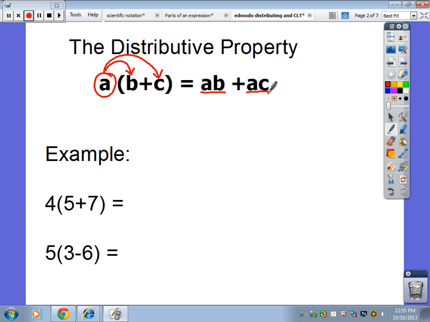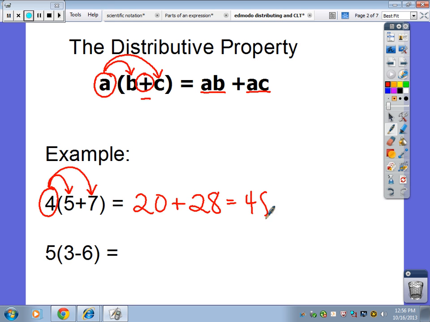All right, so let's take a look at some examples. It doesn't necessarily have to be plus. It could be minus as well. In this case, we have 4 times (5 plus 7). So 4 times 5 is 20, and 4 times 7 is 28. And when you add them together, you get 48.